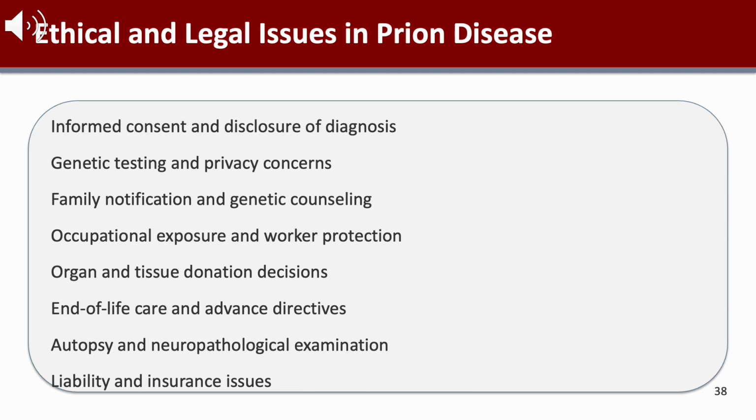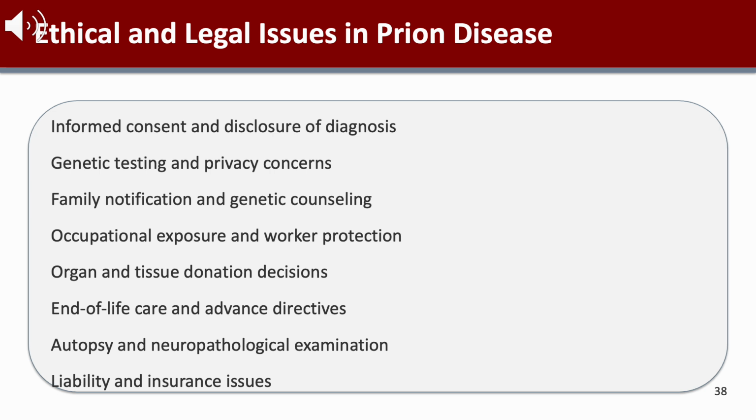Prion disease raises several ethical and legal issues that must be carefully considered. Informed consent and full disclosure of the diagnosis are essential. Genetic testing raises privacy concerns, and the results must be handled with care. Family members at risk of inherited disease must be notified and offered genetic counseling. Occupational exposure and worker protection are important considerations for healthcare workers and laboratory personnel.